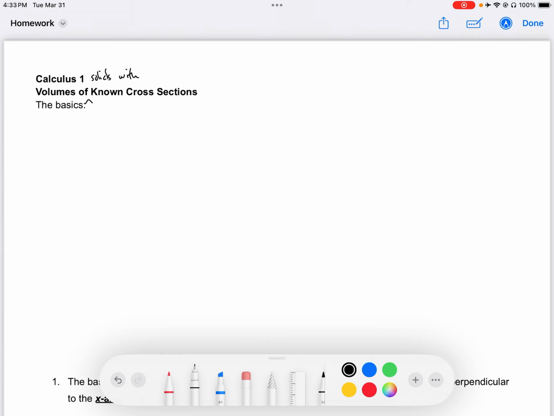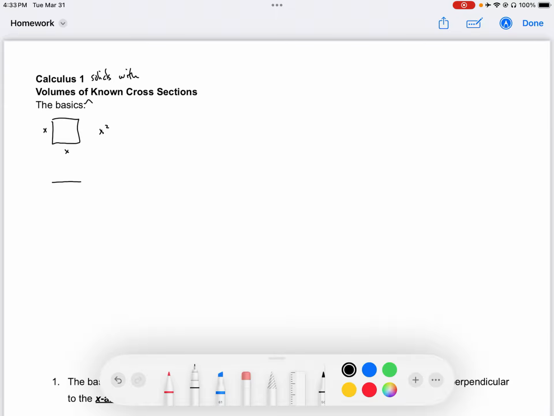First of all, we need to make sure that we know the area of some basic shapes. So for instance, we need to know the area of a square. Let's just call this x for now. So we know that if we have a square, of course, the area of that is x squared.